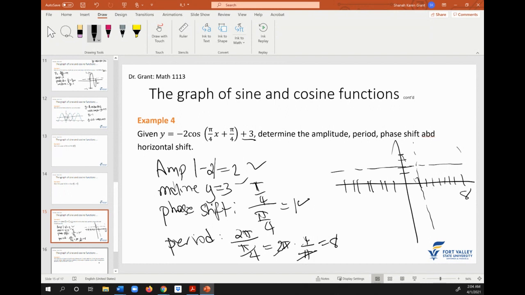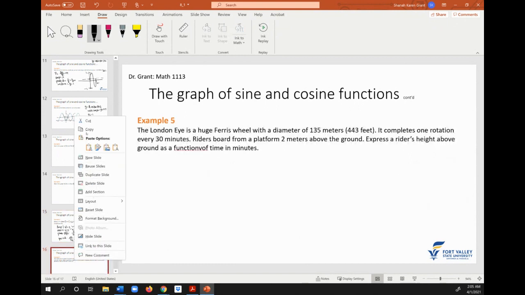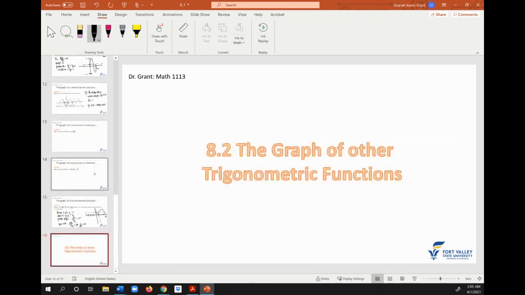So it should look something like, so it's going to be a little bit of a stretch. Oh, and it's also negative too, so that means it flips down. Okay, almost missed that. So it should look something like that. Okay. All right, that's how we'll get the graph of cosine.